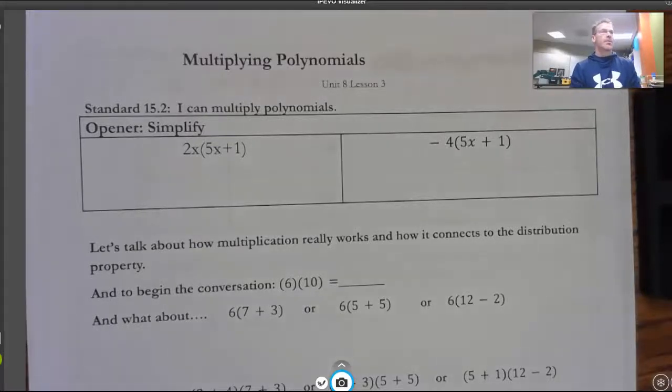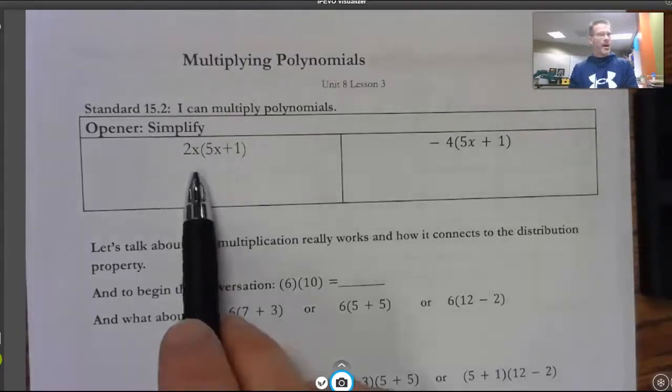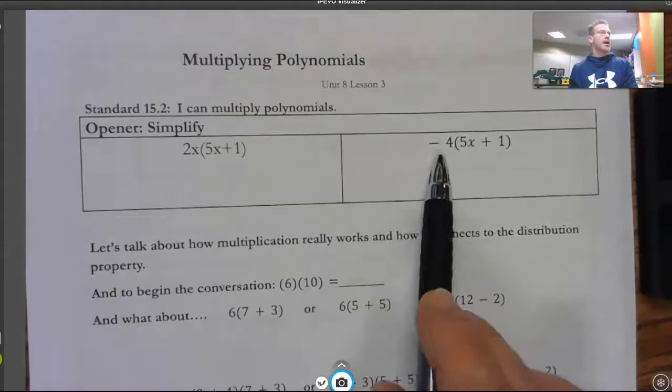All right, we're going to continue our work with polynomials, and we're going to expand upon multiplying polynomials. Last time we were just multiplying a single term, a monomial, into a polynomial. So we're going to build off of that today. To get you thinking about that, we have two problems very similar to what we did in our previous lesson.